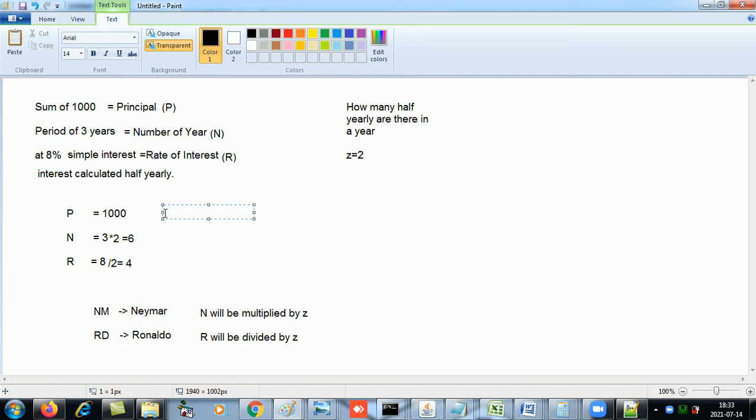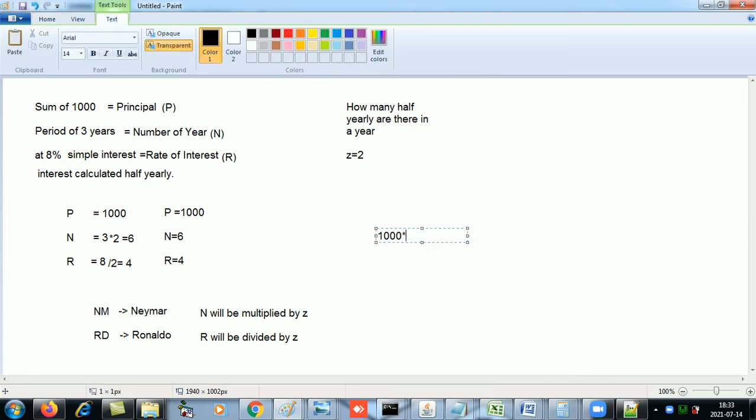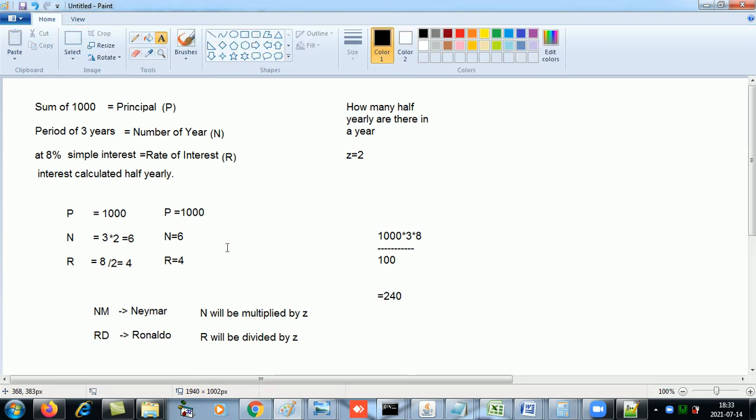Now the new values are the ones we'll put in the formula. P is 1000, N is 6, and R is 4. Now put them in the formula and solve. For simple interest, the answer will be the same as the previous one, as how we did 1000 into 3 into 8 divided by 100. We got 240. You will get the same answer, but just the calculation will be different.